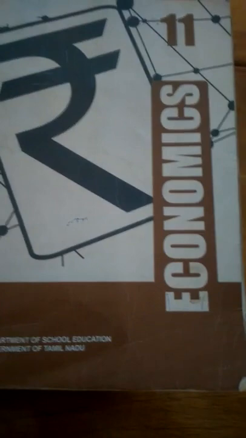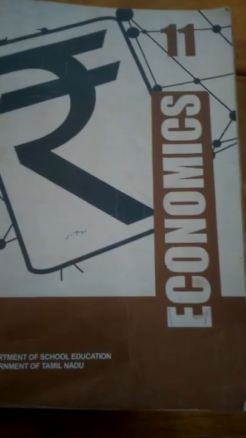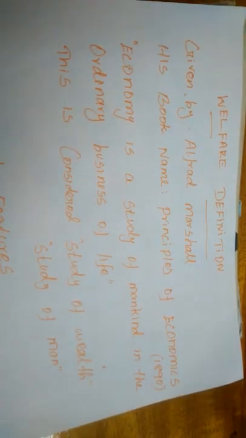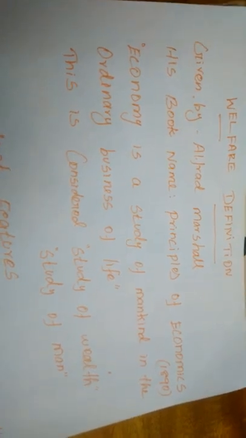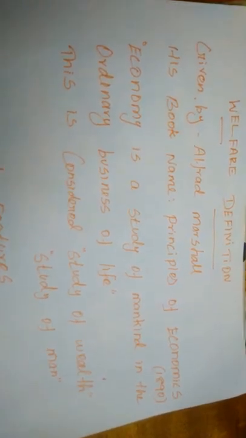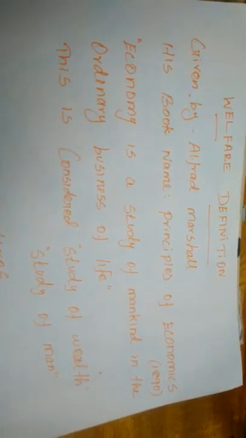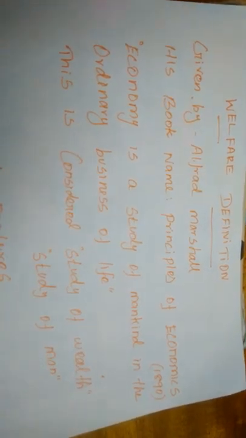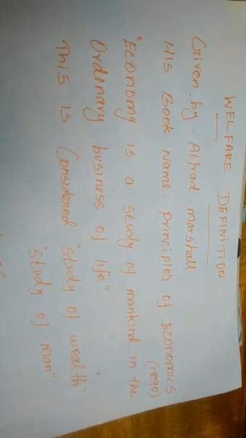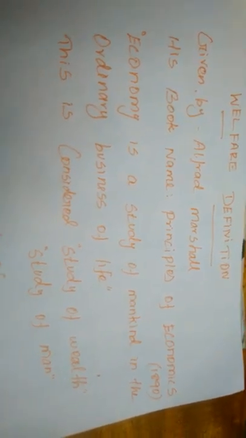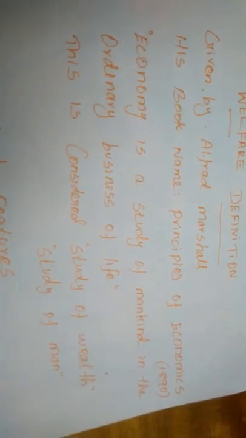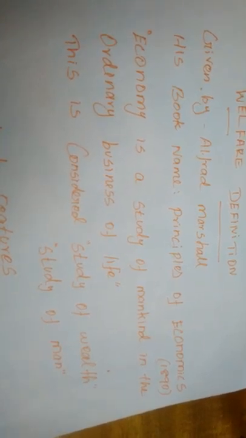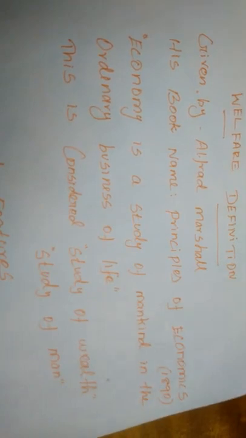Okay students, the next definition is the welfare definition. Today we will study the welfare definition. The welfare definition is given by Alfred Marshall. He wrote one book in the 1890s. The book name is Principles of Economics, the basic principles of economics. Till today, some of the basic principles used in our economics are from this book only.